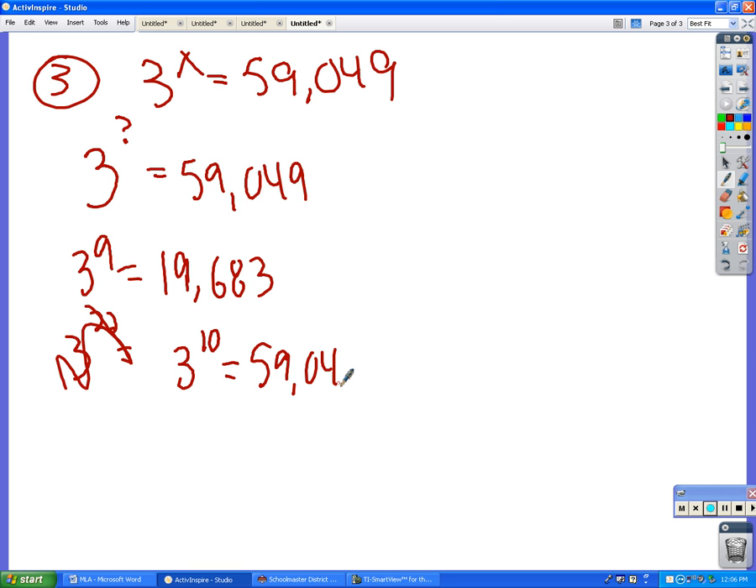And so what's happening here is that when she gets to the 9th, and you got 19,683, you were thinking she was way off because you needed 40,000 more. But this 3 here means you're multiplying by 3 every time. And so since 19,683 times 1 more 3 makes this, that means your answer is 10. Okay? So 3 to the 10th.